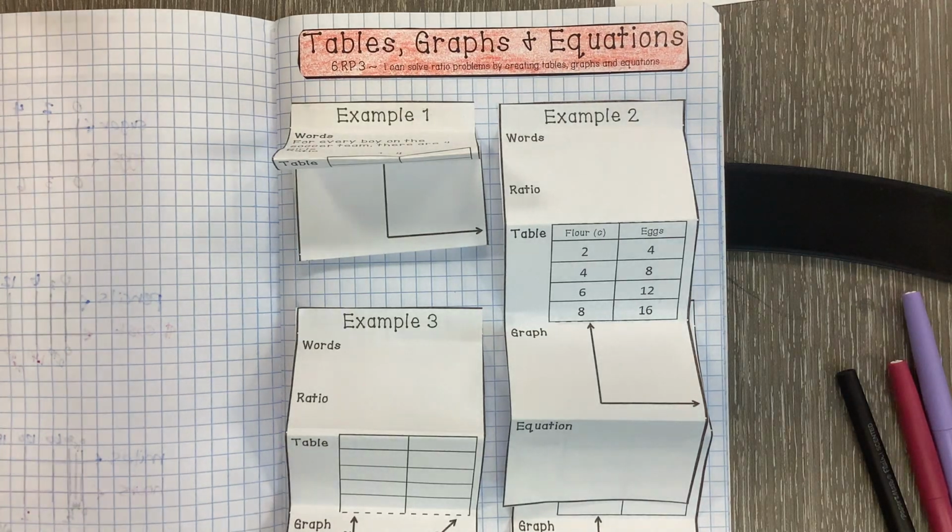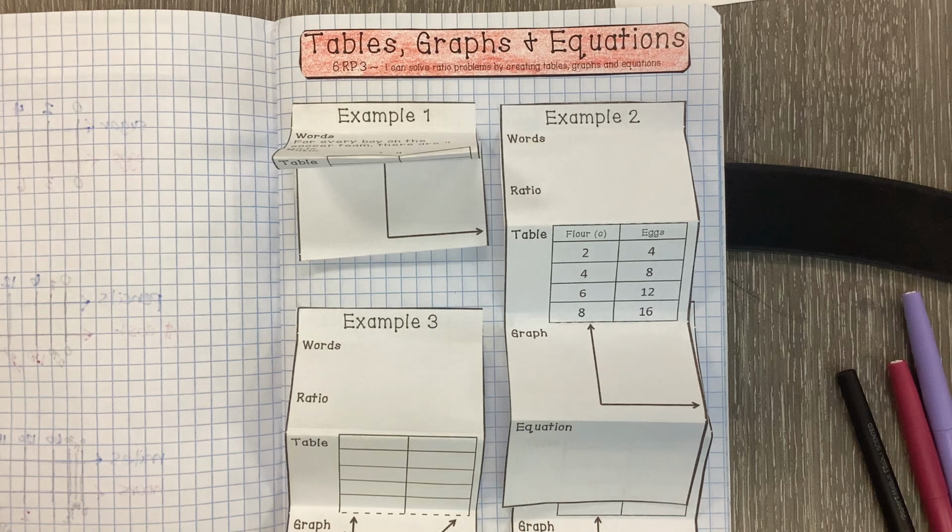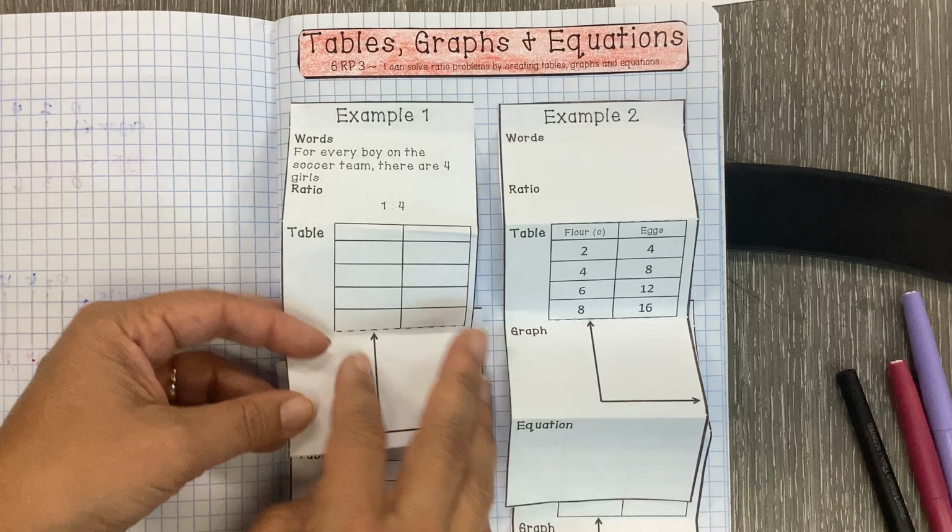Again, we're working on tables, graphs, and equations. It's ratios, that's why it's red. We highlighted that in red. And we're gonna just walk through all the examples, and then you'll have this for you to study from. Okay, so our first example is, and I'm just gonna start with number 1 here.